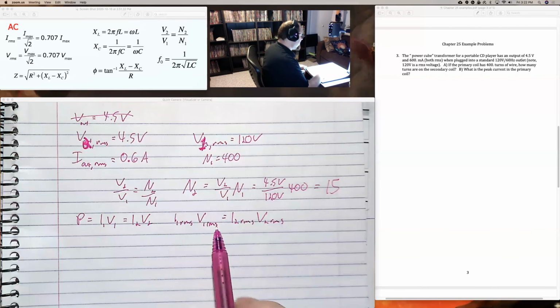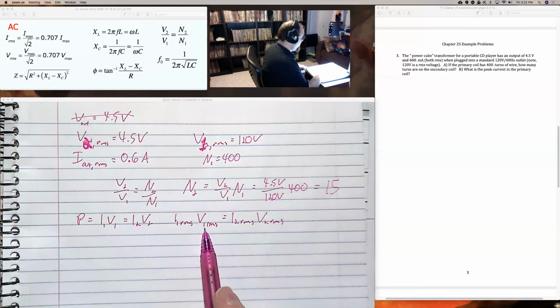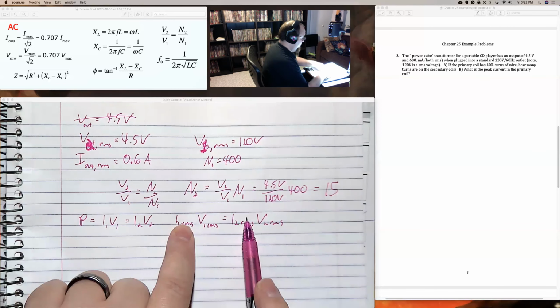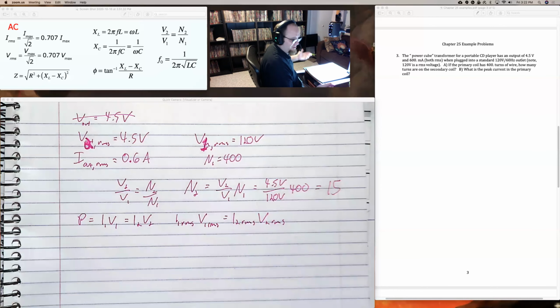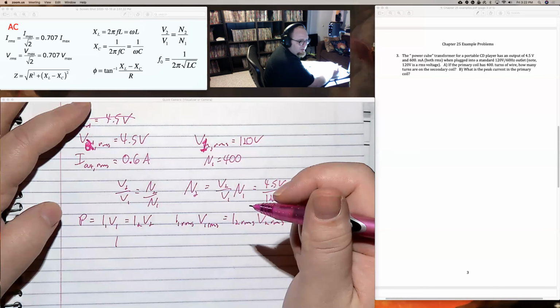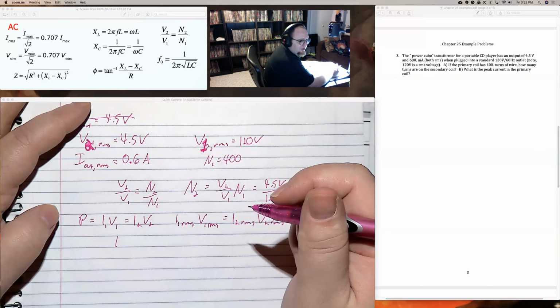Now, in theory, I could do I1 max V1 max equals I2 max V2 max, just because the conversion is a square root of 2, and so if I do it to both sides, it would still be equal. It wouldn't be equal to power. And therefore, we're looking for the peak current in the primary coil.